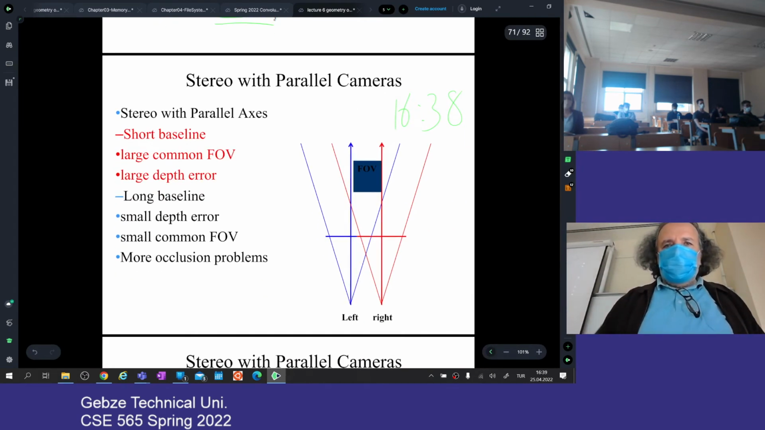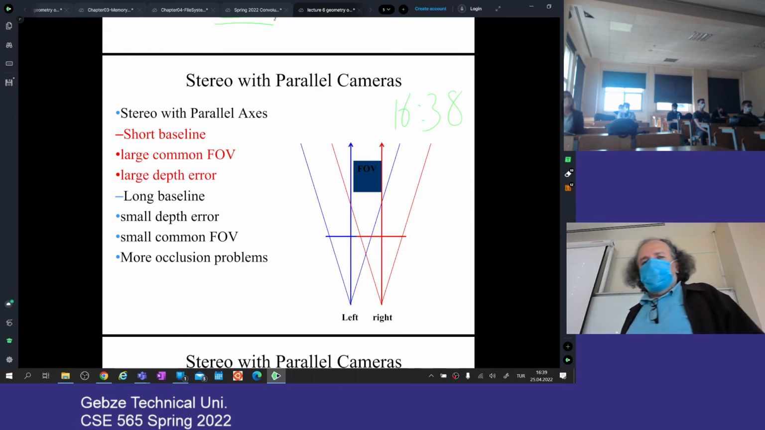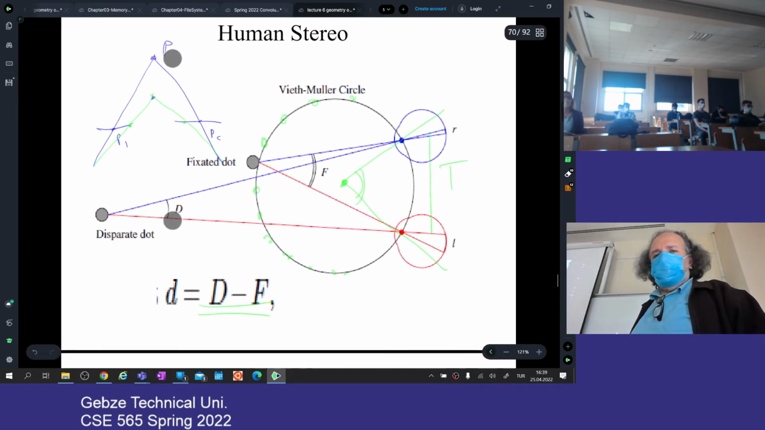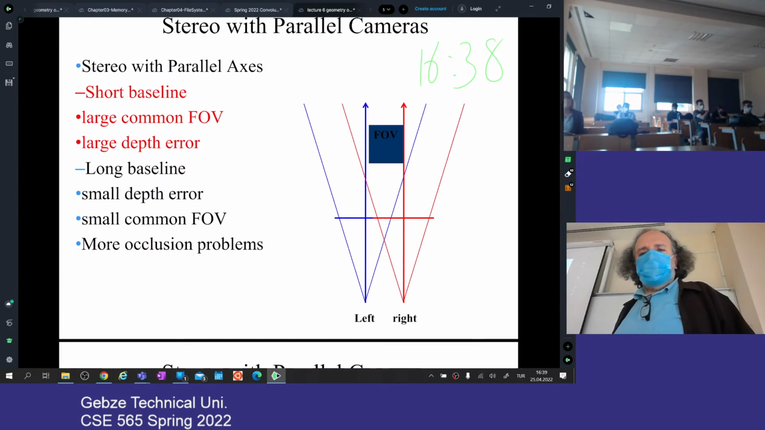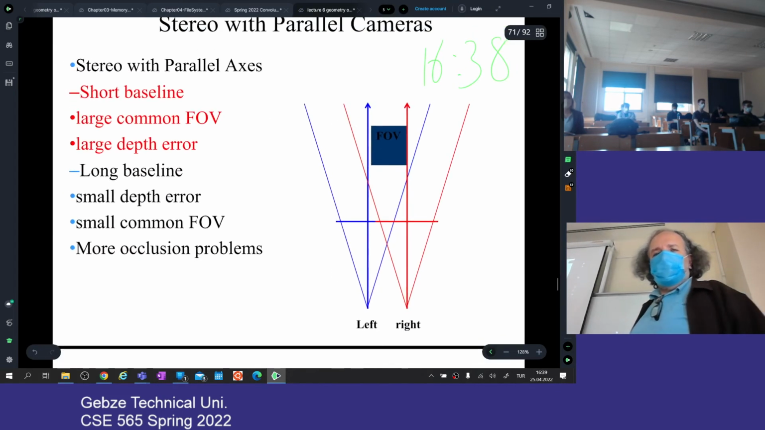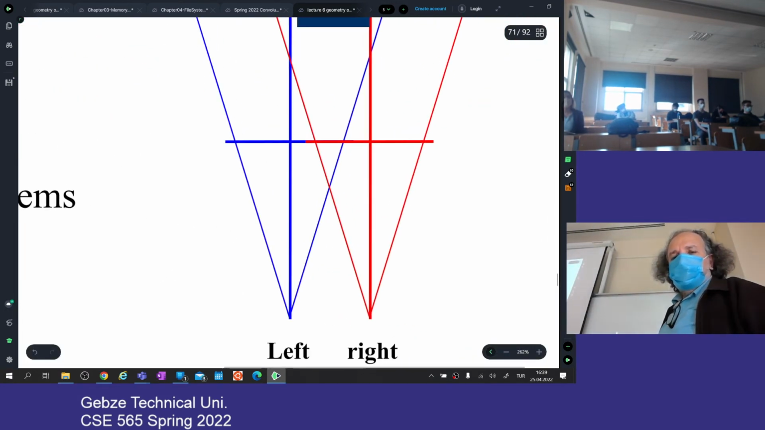Okay, so let's look at this. Instead of doing the human stereo, go back to our regular stereo with the parallel cameras. So there is no camera movement. Cameras are fixed, and we have a short baseline. That means the distance between left and right is very, very small.